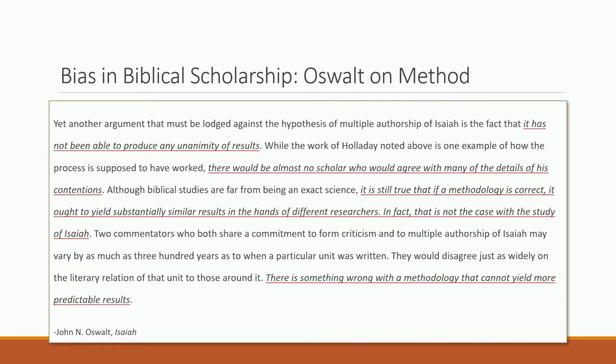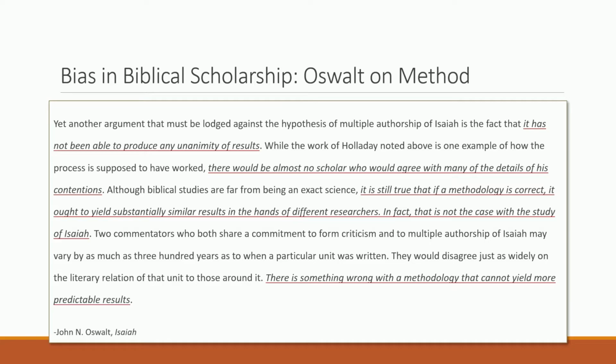Here's a really great quote from John Oswalt from his commentary on Isaiah. He says, yet another argument that must be lodged against the hypothesis of multiple authorship of Isaiah is the fact that it has not been able to produce any unanimity of results. He says, while the work of Holliday noted above is one example of how the process is supposed to have worked, there would be almost no scholar who would agree with many of the details of his contentions.